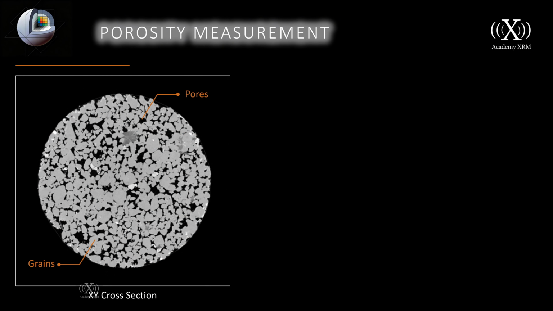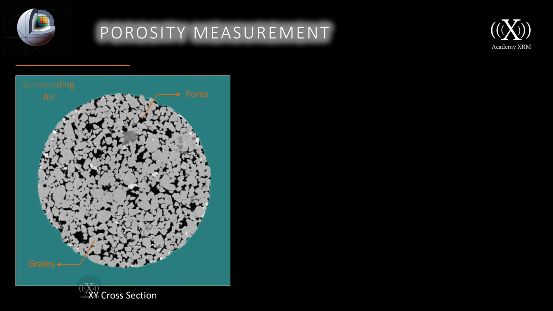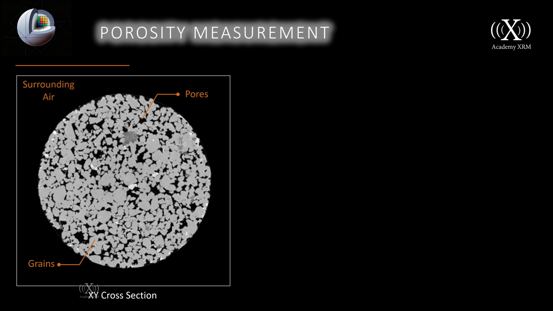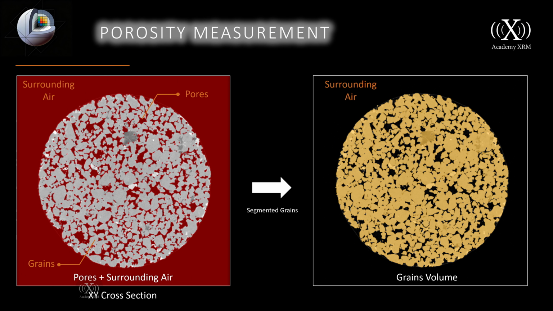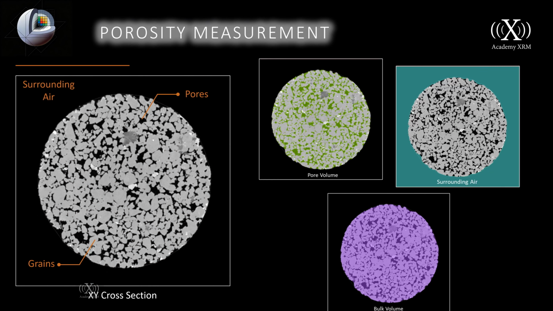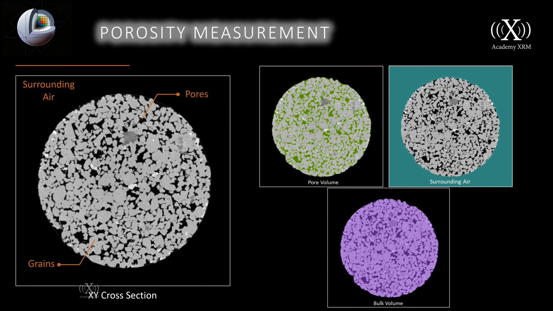But here is a really important point that is often missed. The surrounding air also appears black, exactly the same as the pores. What I often see is that people simply threshold the grains, then directly calculate porosity. This usually leads to unrealistically high porosity values, because everything that appears as black, including the surrounding air, is counted as pore space. In this tutorial, I will show you how to properly separate the pore space from the surrounding air, define the bulk volume, and calculate porosity values that actually make physical sense.